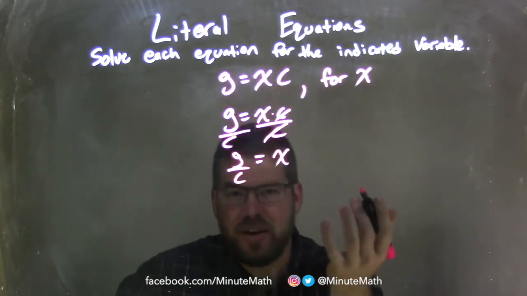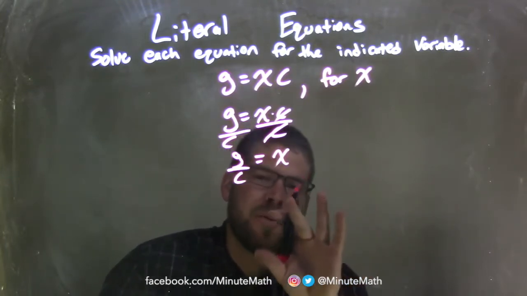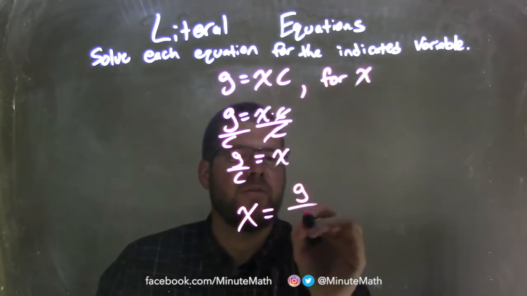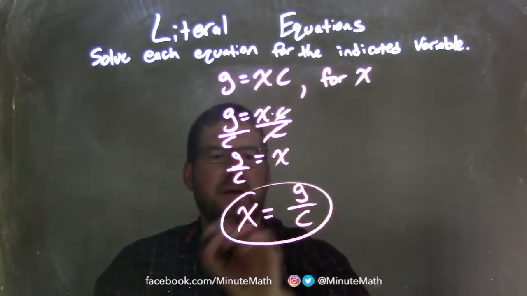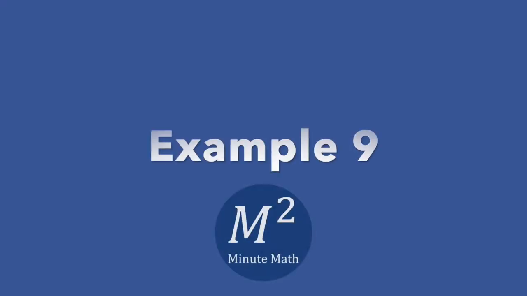Well, x is already isolated. Fantastic, that's what we wanted. And it's equal to g over c, so I'm going to rewrite this to have x come first. So x equals g over c, and there we are. That is our final answer. x is by itself, and it's equal to g over c.